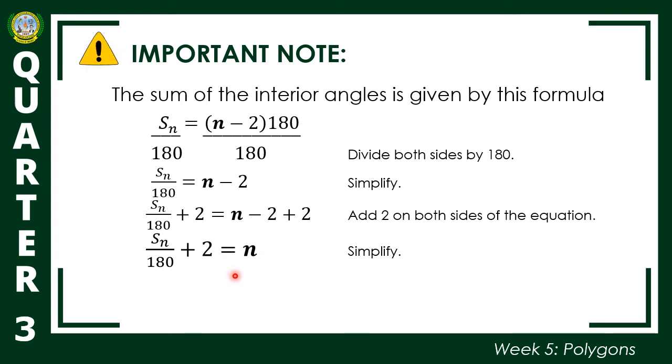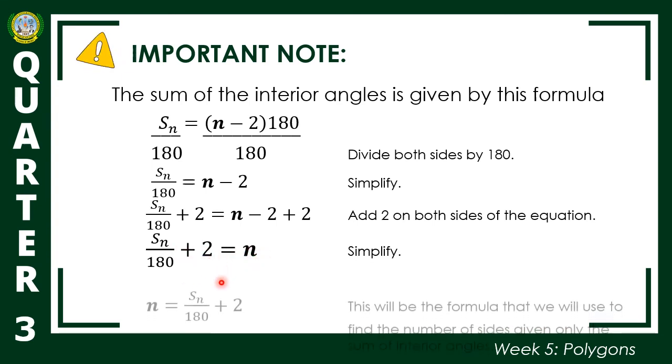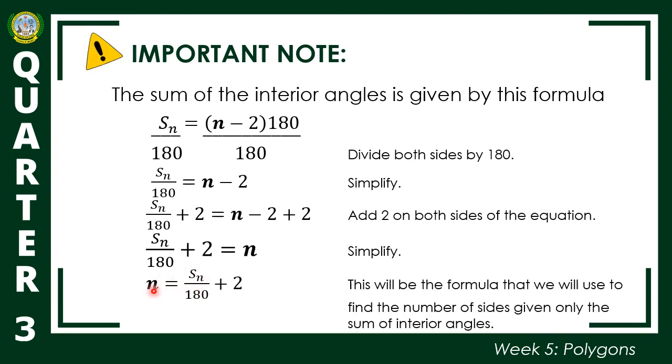Okay? So, using the symmetric property, baliktarin natin yung left at yung right side ng equation. Ayan. N equals S sub n over 180 plus 2. Ito na yung formula na gagamitin natin ngayon kapag ang nawawala ay number of sides at ang given ay yung sum ng interior angles.